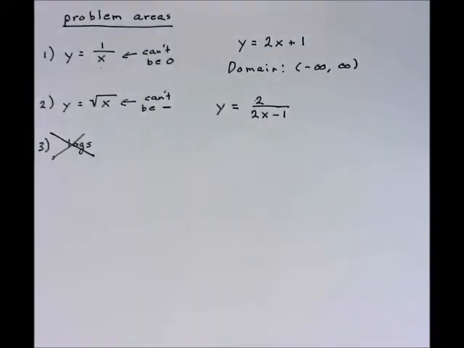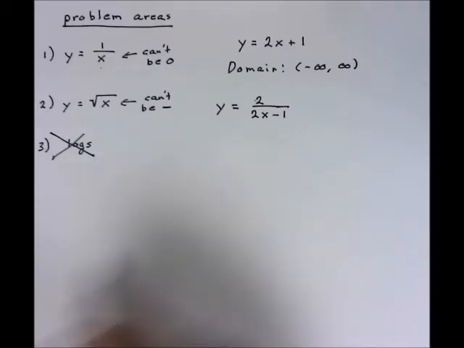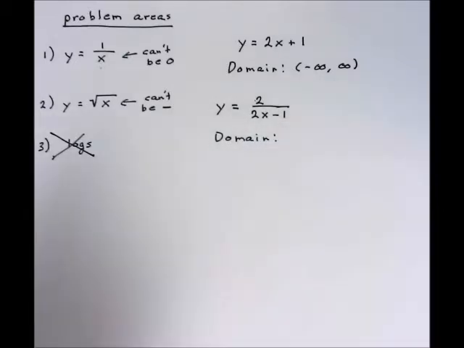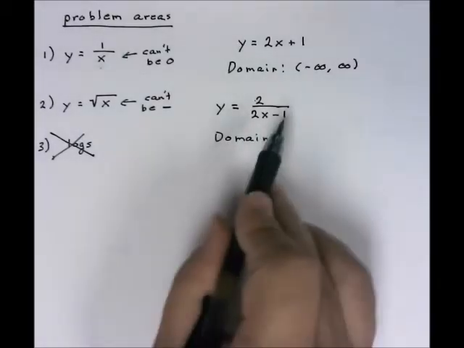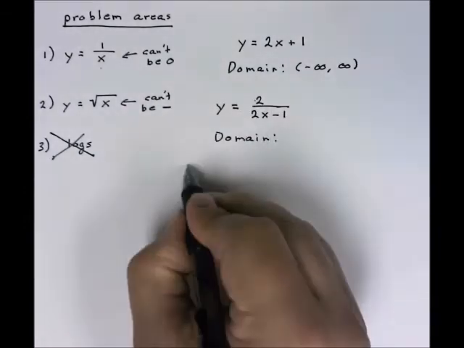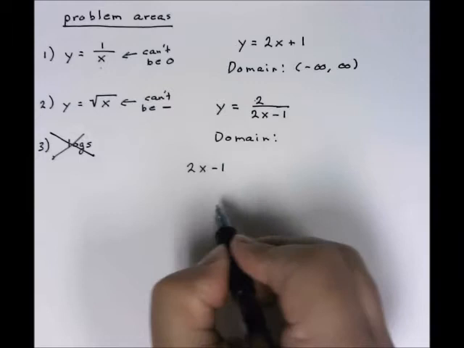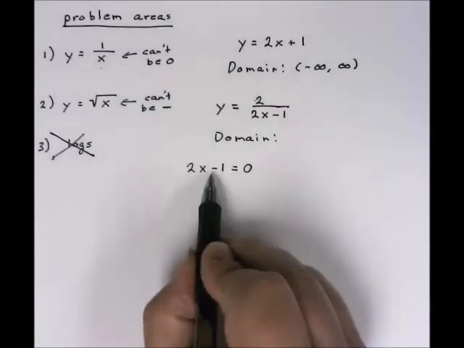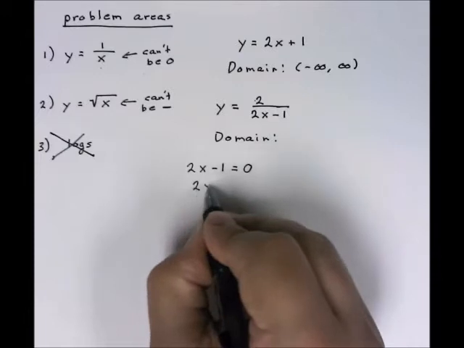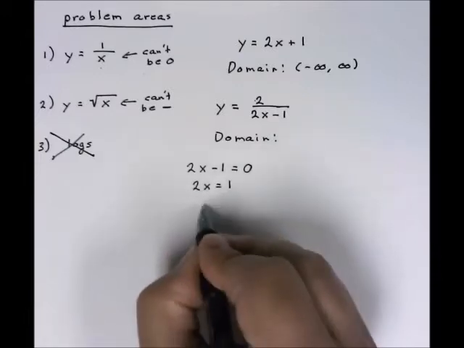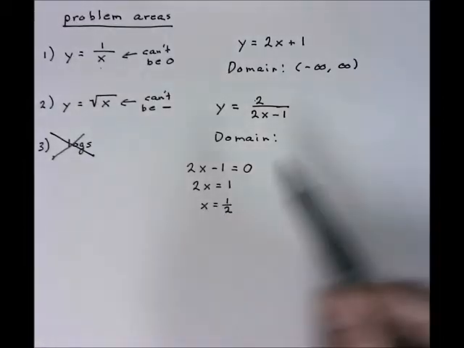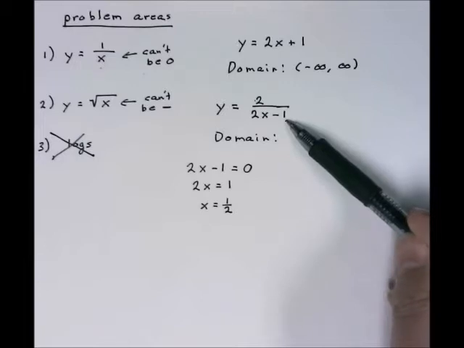Y equals 2 over 2x minus 1. And I want the domain of that. What you're going to do for this is take whatever's in the denominator and figure out where it's 0, which basically means solving for x. So bring the 1 over and change its sign when you cross the equal sign. Divide everything by 2, and I get x equals 1/2. So this denominator will be 0 at 1/2.